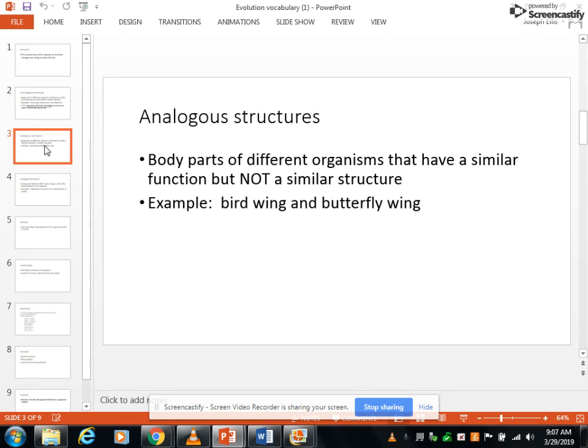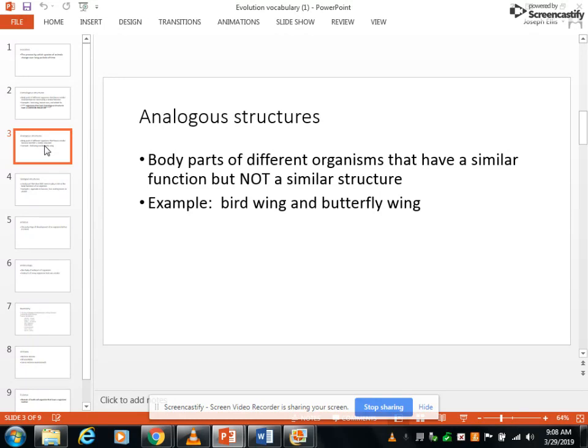Now, analogous is a little bit different. They don't have common ancestors. This is when the body parts have a similar function. It's kind of opposite of homologous. They have a similar function, but not a similar structure. And the best example that they like to always give in questions is bird wings and butterfly wings.